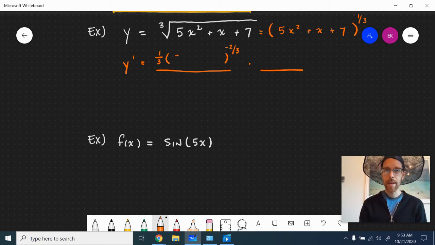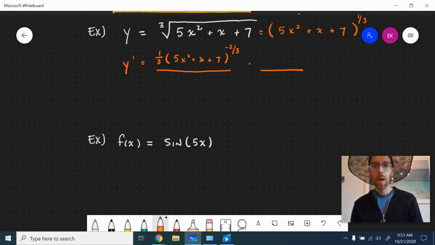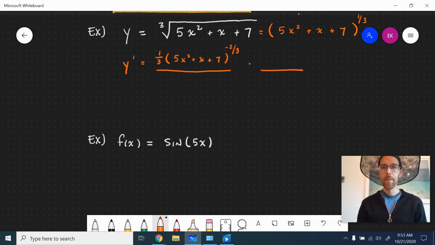Okay, what do we put inside? Multiplied by the inside function has a derivative of, let's see, the derivative of this would be 10x. The derivative of this would be 1.